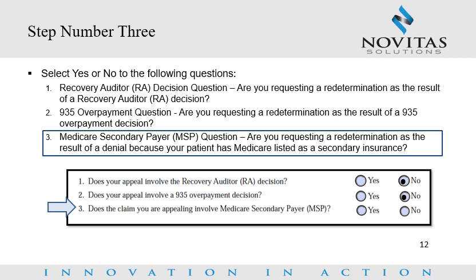Are you requesting a redetermination as the result of a denial because your patient has Medicare listed as a secondary insurance? If the answer is yes, please include a copy of the primary insurance explanation of benefits with your request. For today's example, we are going to select No.